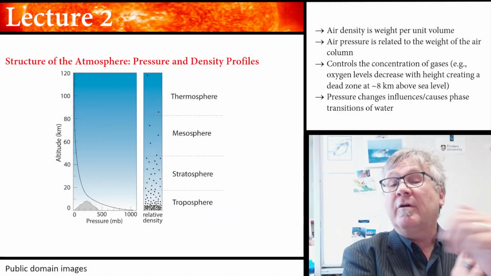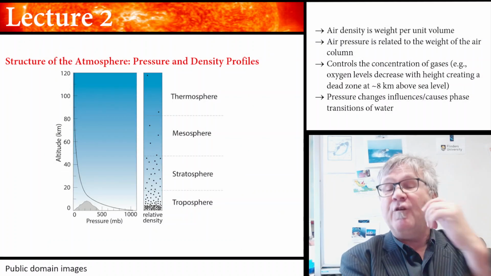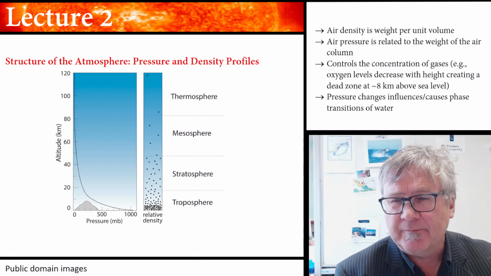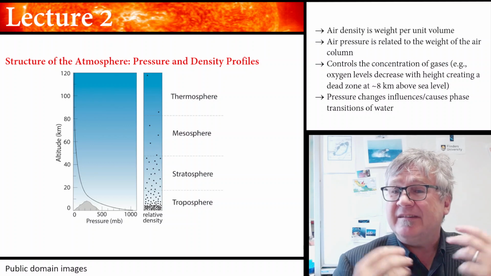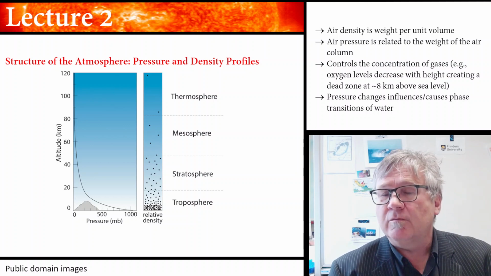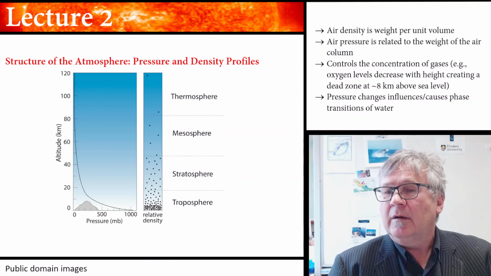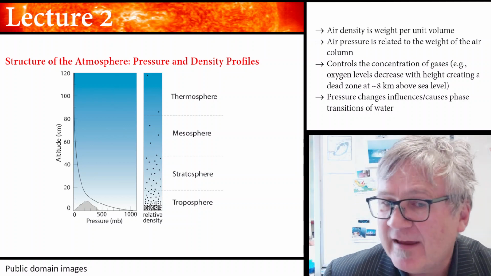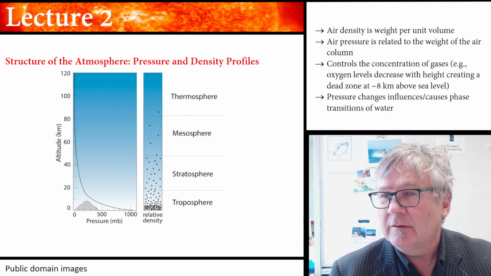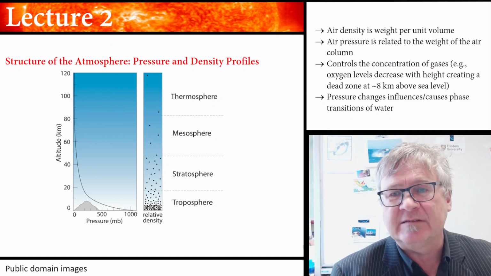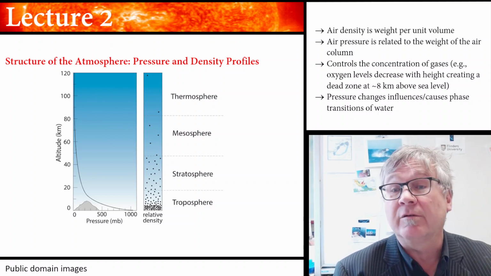Okay, more about the atmosphere. First thing you need to know is what do we mean by air density? The density of air is the weight per unit volume. You grab 1 cubic meter of air and determine the weight. And the average weight at the surface is around 1.24 kilograms.